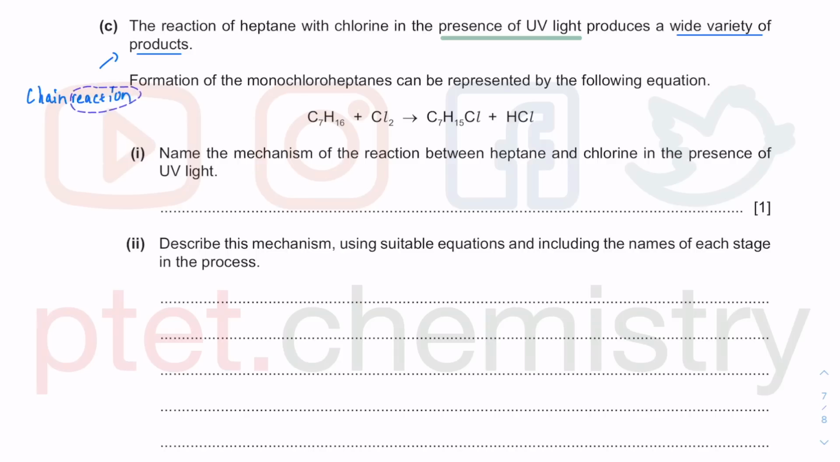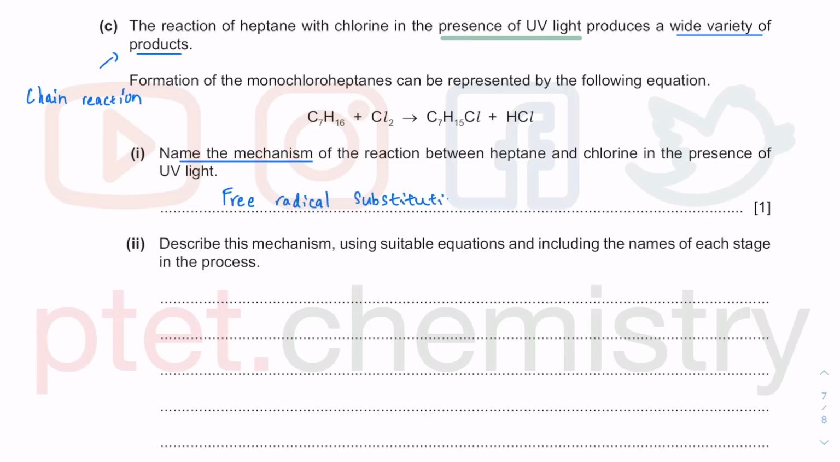Propagation there. So what we're going to be thinking about: name the mechanism. The type of reaction is substitution, stated in the AS introductory terminology. The type of reaction is substitution. The mechanism is called free radical substitution.